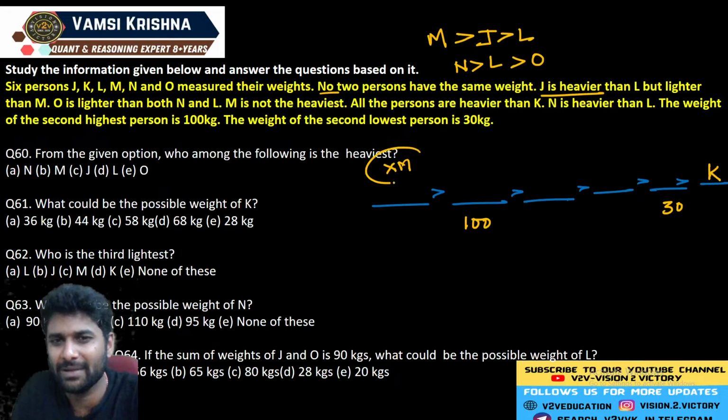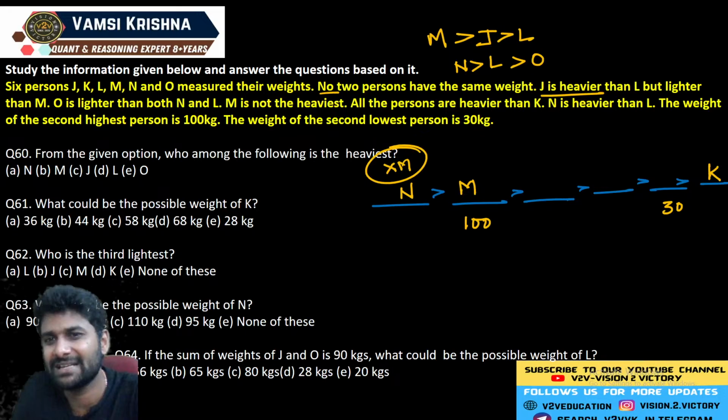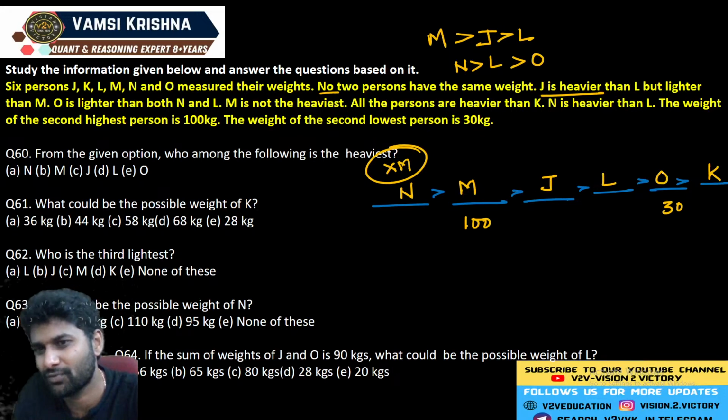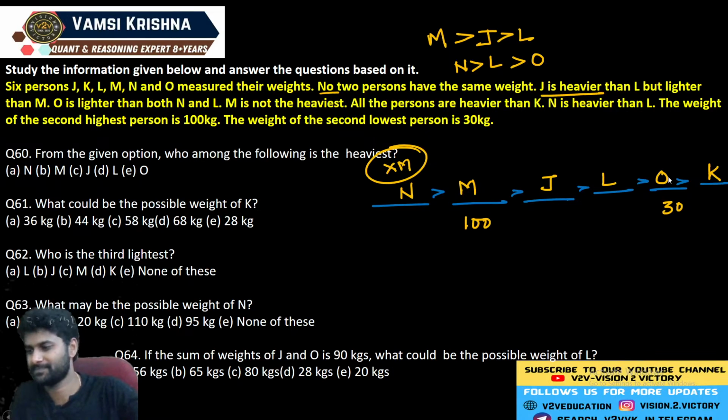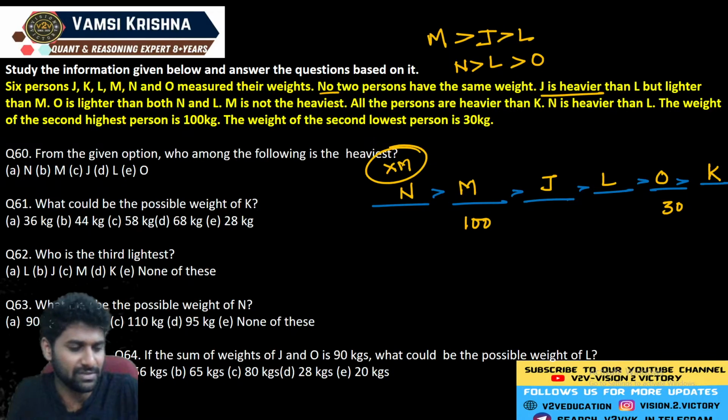Guys, you can't place M at the top. M is greater than J, J is greater than L. So here you cannot place M in the first position. N can be the highest one. Now, according to the order, J is greater than L, M is greater than J. So definitely this is J, and definitely this is L, and this is O. We will get all this data. Go through the question here.